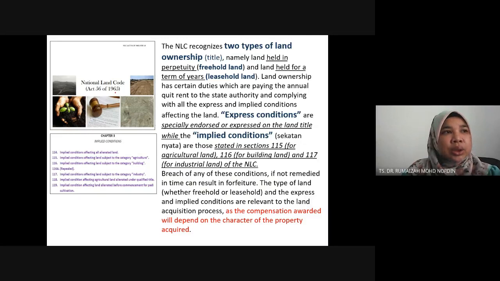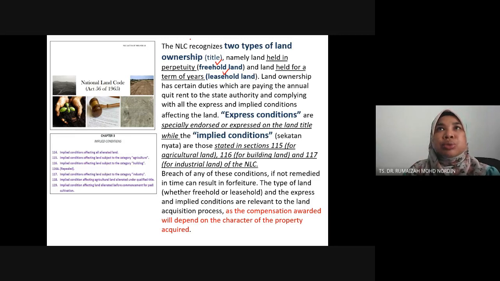Alright, so earlier we learned there are three ways to own land: alienation, inheritance or dealings, and you need to know that the land can be divided into either freehold or leasehold. Freehold is yours forever and you can do whatever you want with the land, whereas leasehold is leased to you from the government for a certain period, minimum 10 years, maximum 99 years.